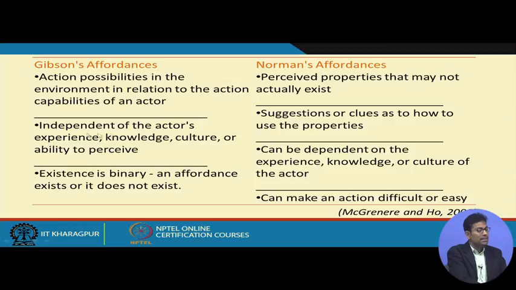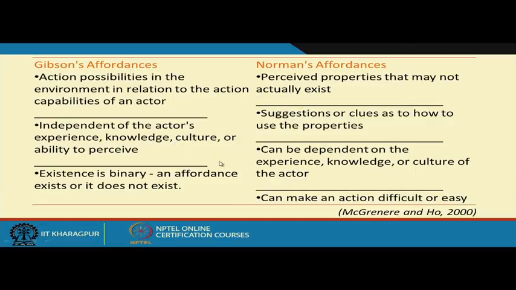Gibson is suggesting independent of the actor's experience, knowledge, culture and ability to perceive. So, this is more of a bottom-up approach, where we talked about. Gibson is suggesting this, just looking at it, whatever stimuli is coming, based on that you take some action. It has nothing to do with your past experience or culture, whereas Norman suggests suggestions and clues as to how to use the properties. So, mostly it has to do with the property aspect of it, and it can be dependent on the experience and culture of the actor.